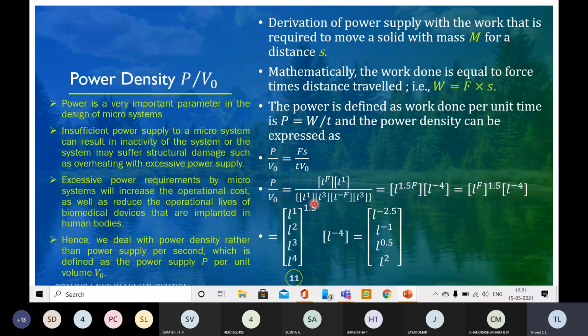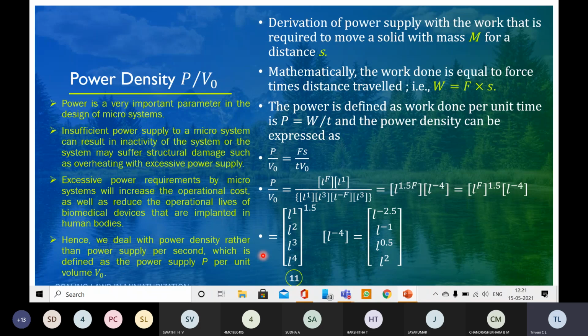And T, right? T will be here V naught. How do you represent this V naught here? So V naught is nothing but L to the power of 1, right? L to the power of 1, L cube, L to the power of minus F, and L cube itself here. So this will be the value for V naught. So what is V naught here? It is nothing but the volume here. Power supply per unit volume.